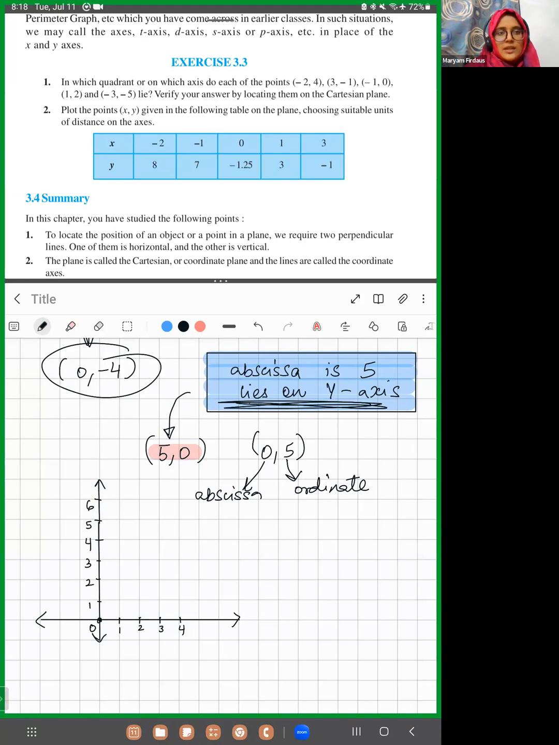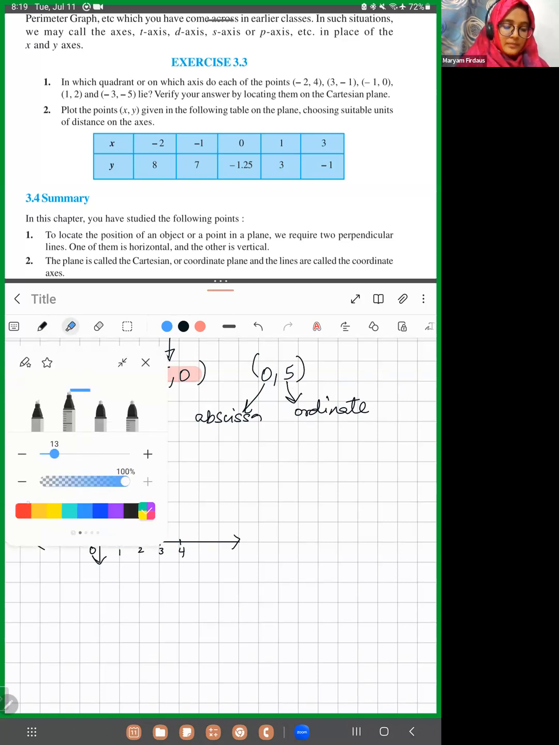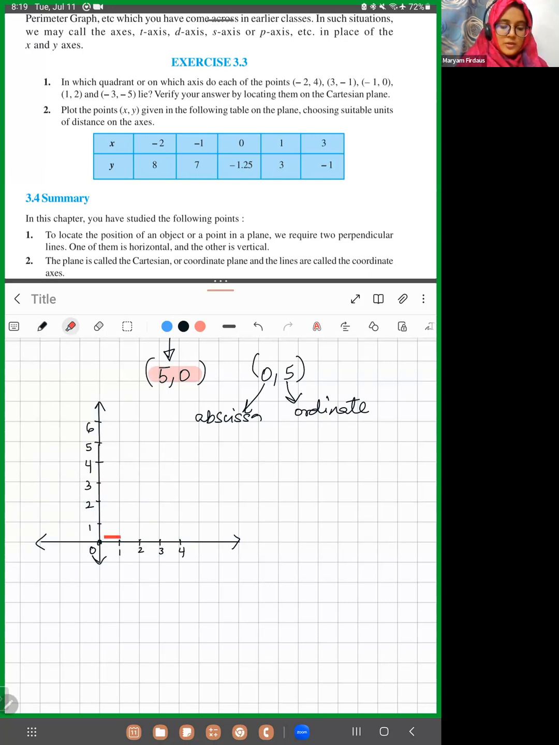How long is it taking you to plot a point? 5, 0 means what? Okay, fine. Let's go through it from the starting. 5, 0. I start at the origin. Where do I have to go first? The x-axis. How many units? 5. 5 units on the x-axis.